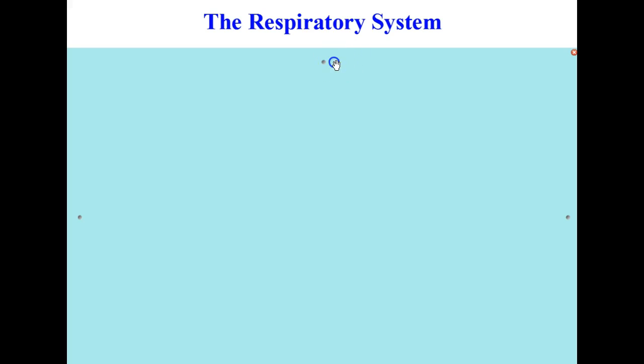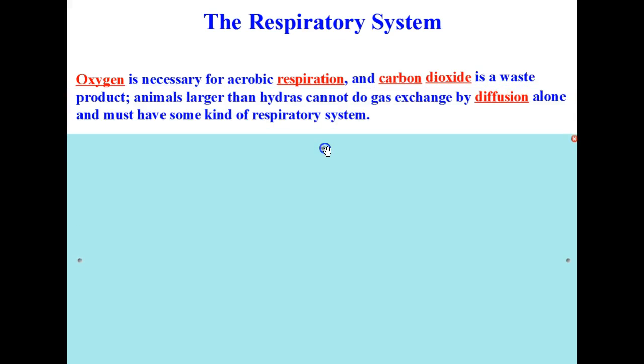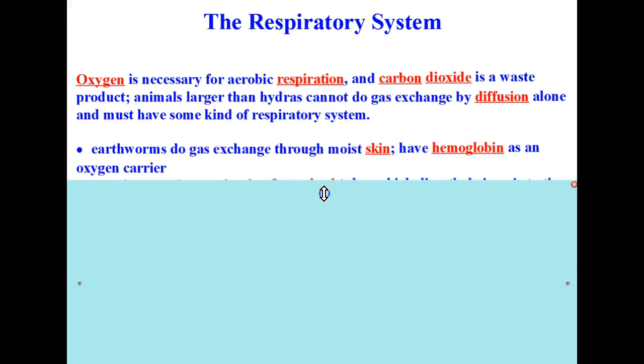Oxygen is necessary for aerobic respiration, and carbon dioxide is a waste product. Animals larger than hydras cannot do gas exchange by diffusion alone and must have some kind of respiratory system. Let's take a look at a few examples. Earthworms do gas exchange through moist skin, and they have hemoglobin as an oxygen carrier just like we do.